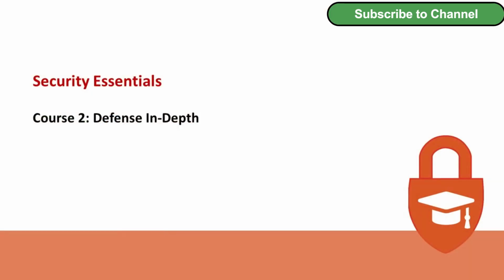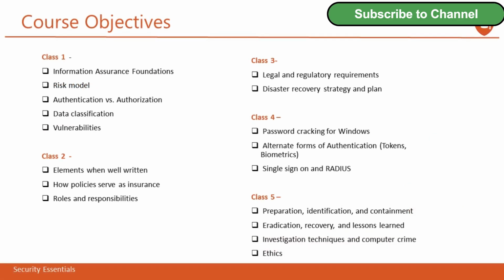Welcome to Course 2 of Security Essentials, Defense in Depth. Our objective of this course is Information Assurance Foundation, risk models, authentication versus authorization, data classification and vulnerabilities. Class 2 will cover security policies, elements of well-written policies, how policies serve as insurance, and roles and responsibilities. In Class 3, legal and regulatory requirements, disaster recovery and planning.